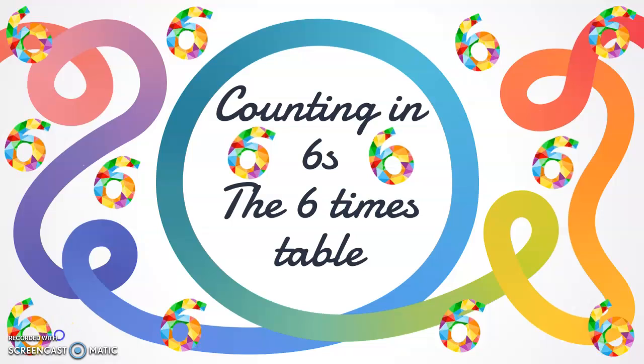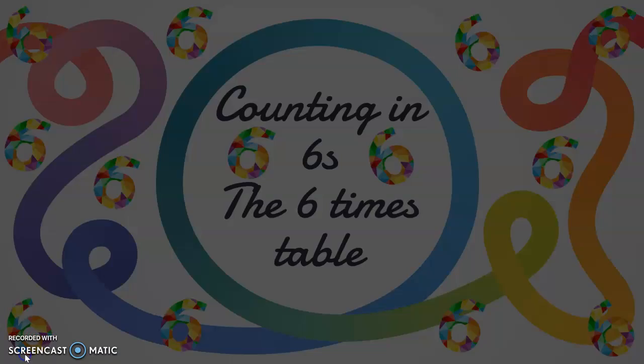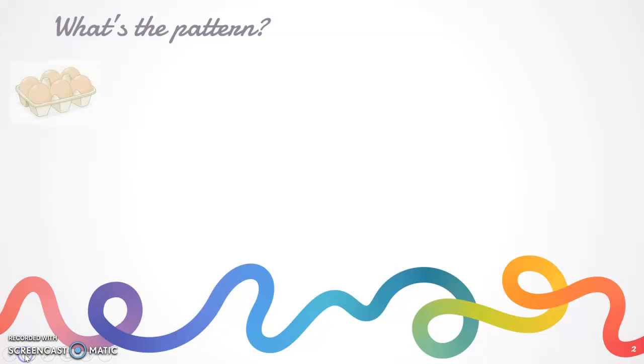It's the 6 times table. Here we go. So what is the pattern of the 6 times table? Here we are with boxes of eggs.